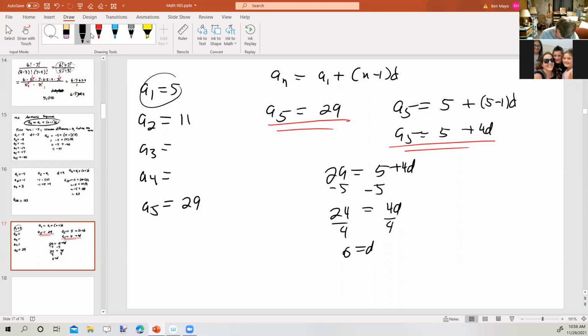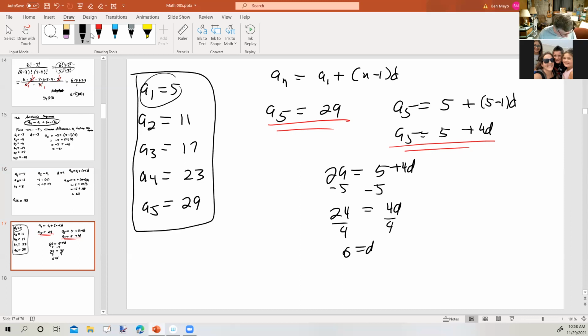So 5 plus 6 is 11, plus 6 is 17, plus 6 is 23, plus 6 is 29. And there you have it, it said, write the first 5 terms. So there we have it. Any questions there? Okay.